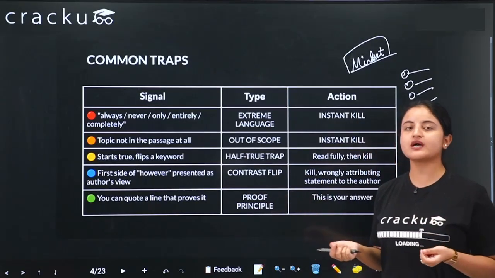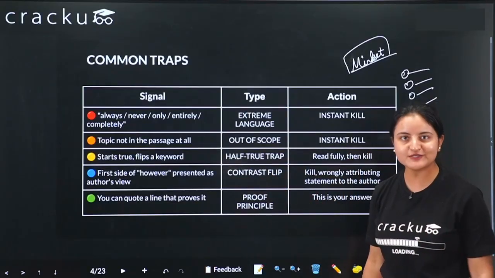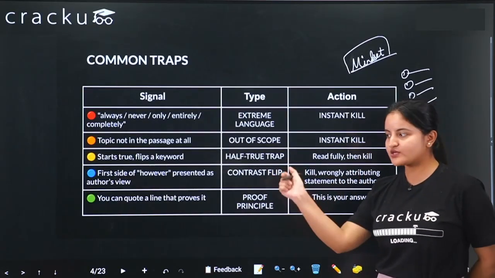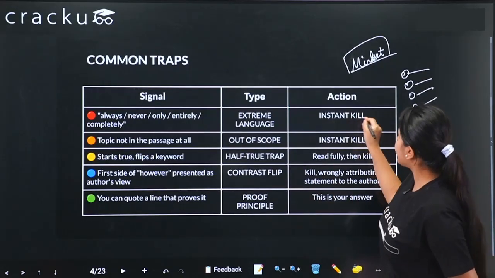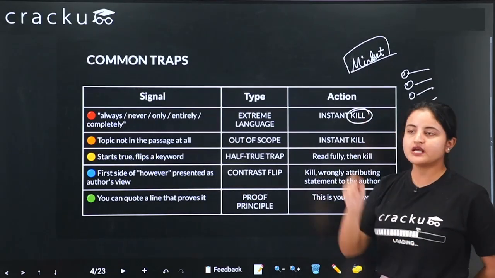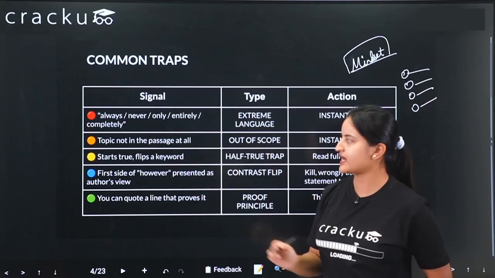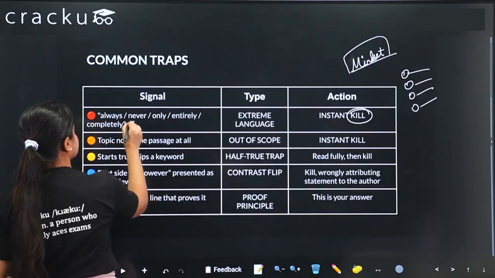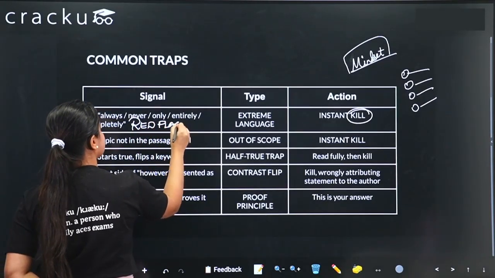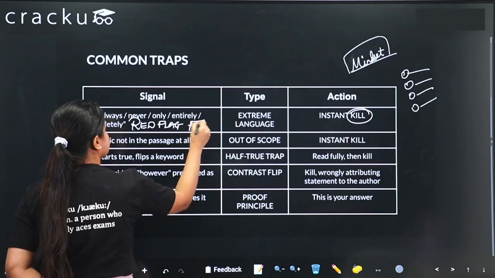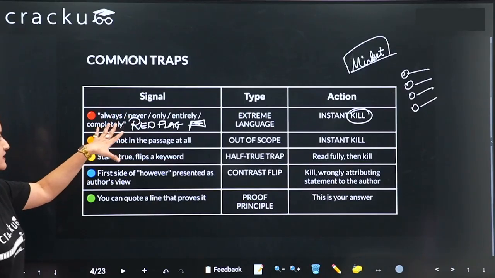And sometimes these traps are very close. Sometimes they feel like, oh my God, this must be the right answer because it sounds right, because some trap is working very well. But we have to fight them and we have to kill those traps. Now, what are those common traps? So this is a very common trap, and I mostly call it the red flag. Whenever I find this in a passage, I demonstrate it by making a flag sometimes. So this is a signal.